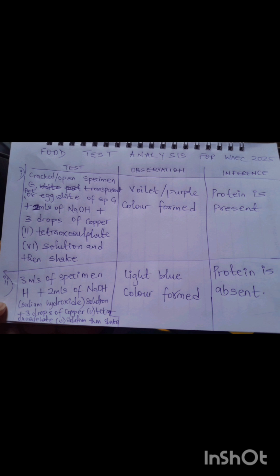So that plus 2 ml of NaOH means you're going to use your syringe again and collect 2 ml of NaOH, meaning NaOH is a chemical. What it means is sodium hydroxide. So you collect 2 ml of sodium hydroxide and add it into the egg whites that you've collected initially.